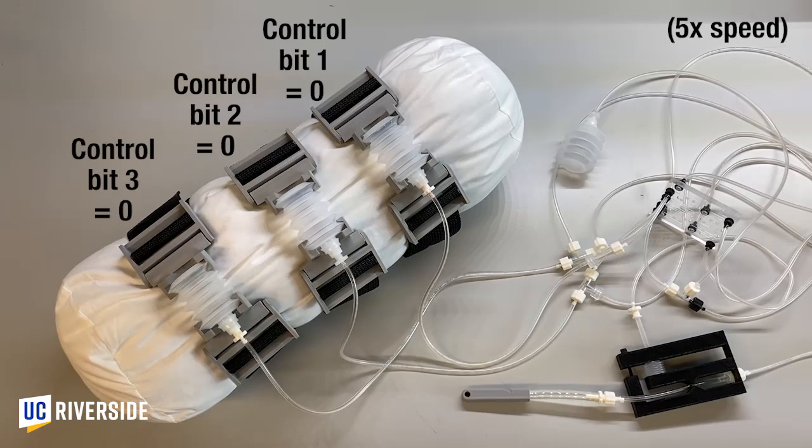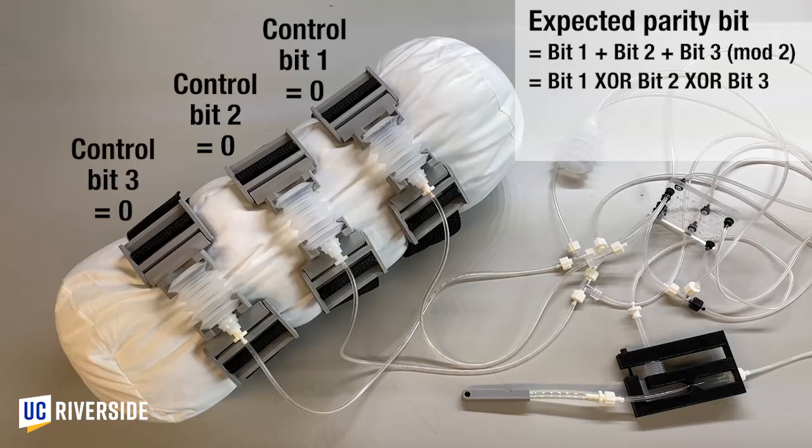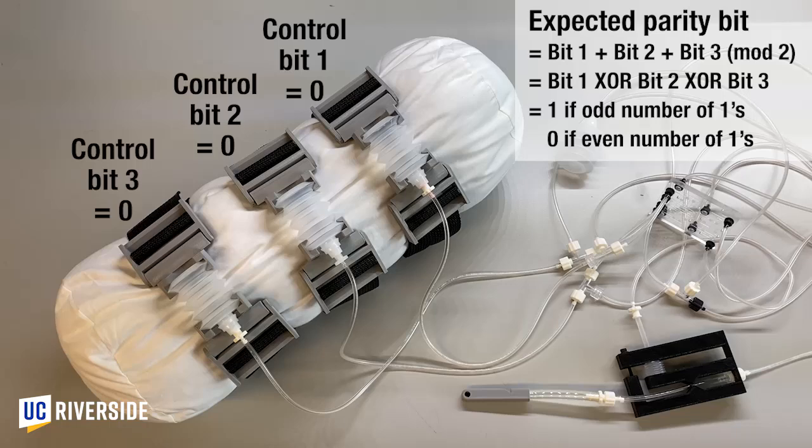The control hardware also calculates and transmits the pneumatic value of an expected parity bit. The value of the expected parity bit is the sum of the control bits modulo 2. This is the same as calculating the exclusive OR or XOR of the control bits. Or in other words, the expected parity bit is 1 if there is an odd number of 1s in the control bits, and the expected parity bit is 0 if there's an even number of 1s in the control bits.